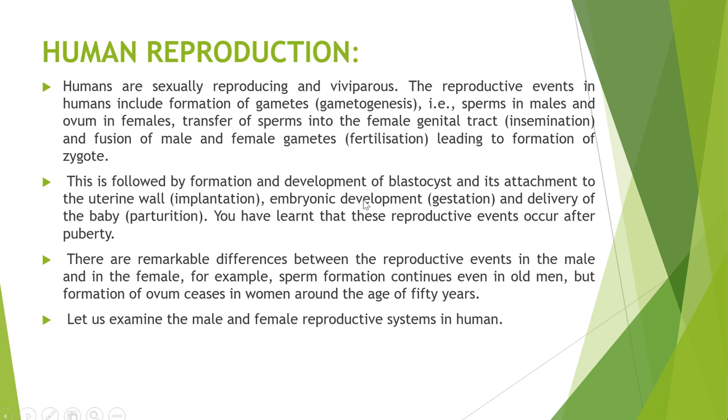You have learned that these reproductive events occur after the puberty. That means you know that there are some phases for sexual reproduction: the baby first comes in the juvenile phase, then there is a reproductive phase, and then the senescence phase. Correct. So this human reproduction occurs in the reproductive phase, but after the puberty. Okay, that is most important.